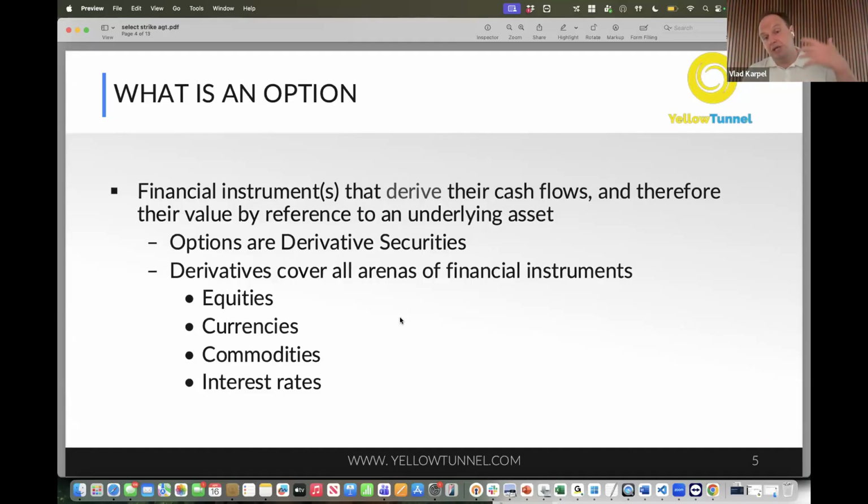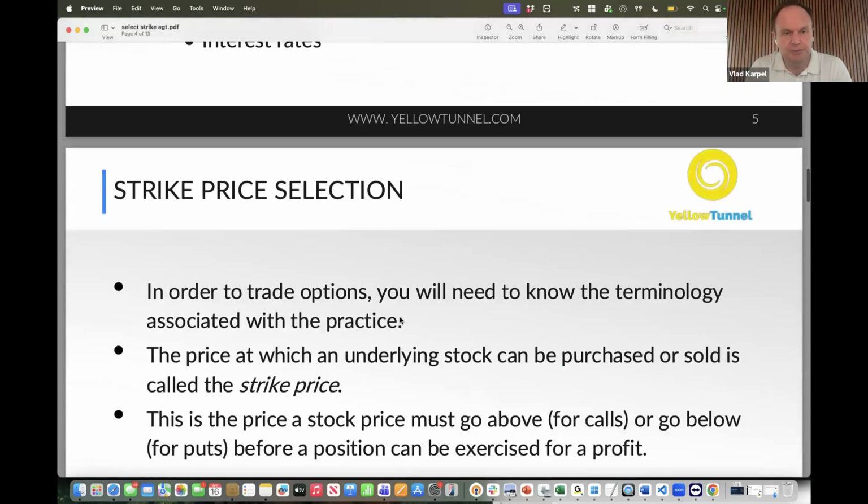You can also use options as a speculative play where you think the stock is going to go higher and you want to leverage your account and express your bullish idea. You can do that too. And also you can do neutral. So any ideas you have about where the underlying asset is going, you can express by trading options.